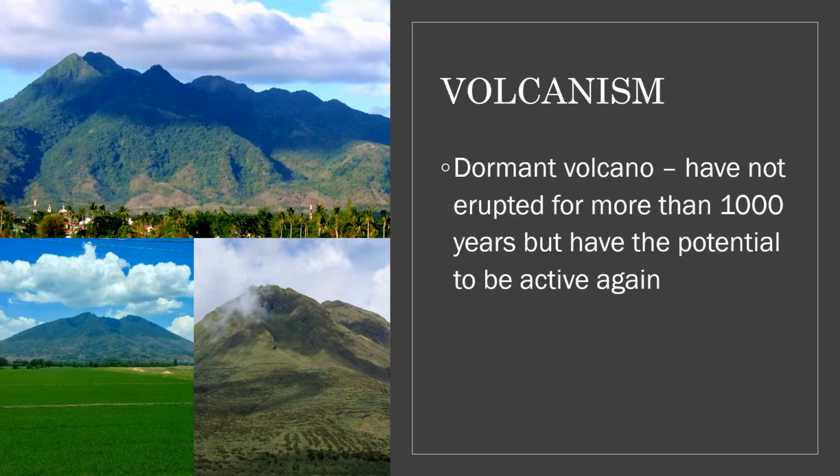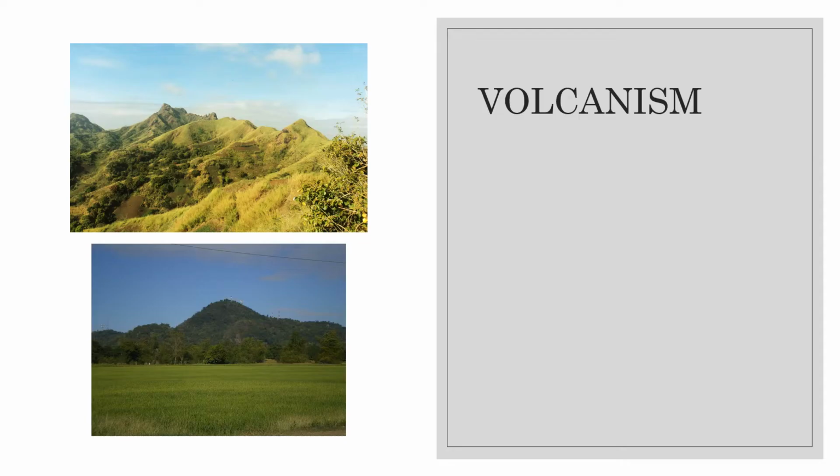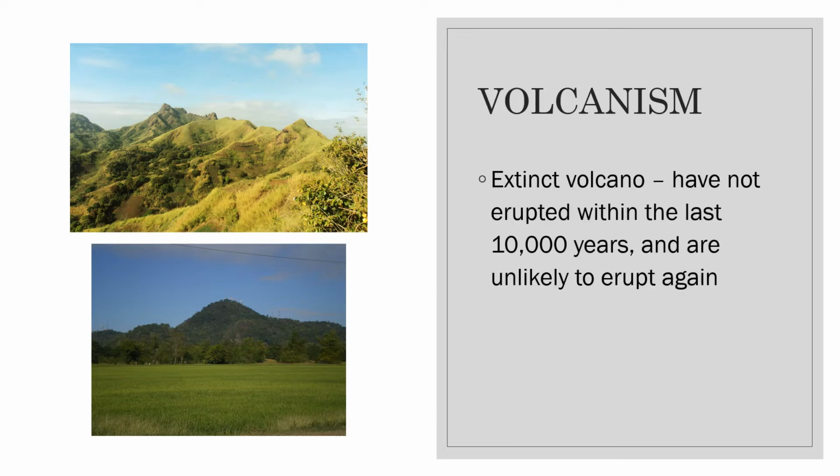Dormant volcanoes are volcanoes which have not erupted for more than 1,000 years but have the potential to be active again. Examples of dormant volcanoes in the Philippines are Mount Arayat in Pampanga, Mount Apo in Mindanao, Mount Isarog in Bicol, and Mount Makiling in Laguna. Extinct volcanoes are volcanoes that have not erupted within the last 10,000 years and are unlikely to erupt again. Examples of extinct volcanoes in the Philippines are Mount Batulao in Batangas, Mount Cuyapo in Nueva Ecija, and Mount Landoc in Pangasinan.